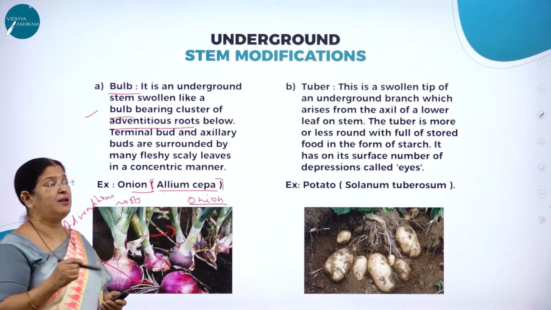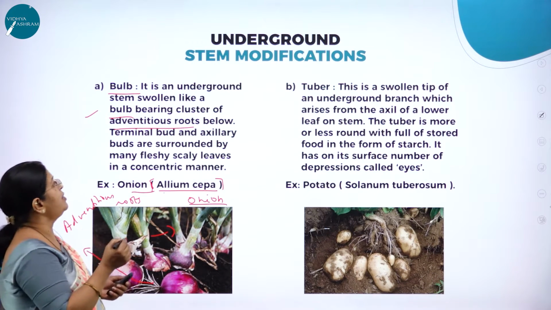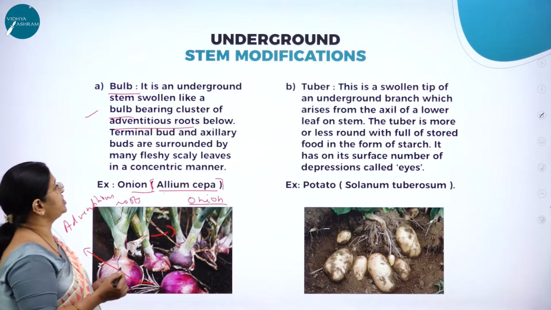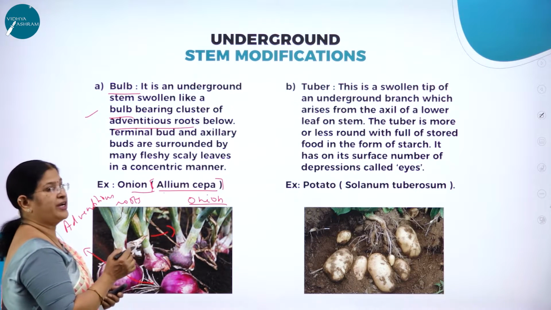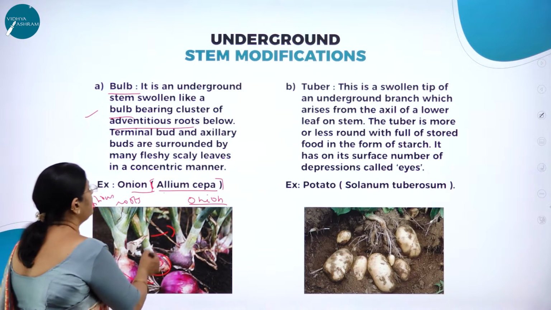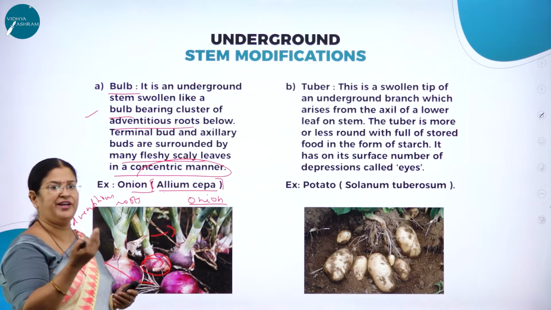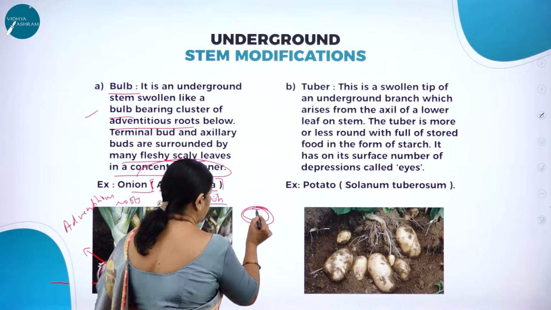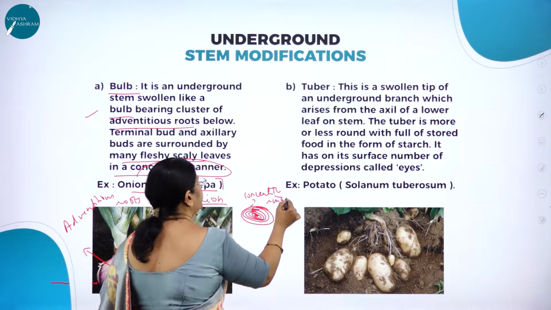How do we define a bulb? It is an underground stem swollen like a bulb bearing what? Cluster. What do you mean by cluster? Group of adventitious roots below, and terminal bud and axillary buds are surrounded by many scaly leaves in a concentric manner. Hope you remember when we cut an onion, we get concentric rings like this. This is called concentric rings.